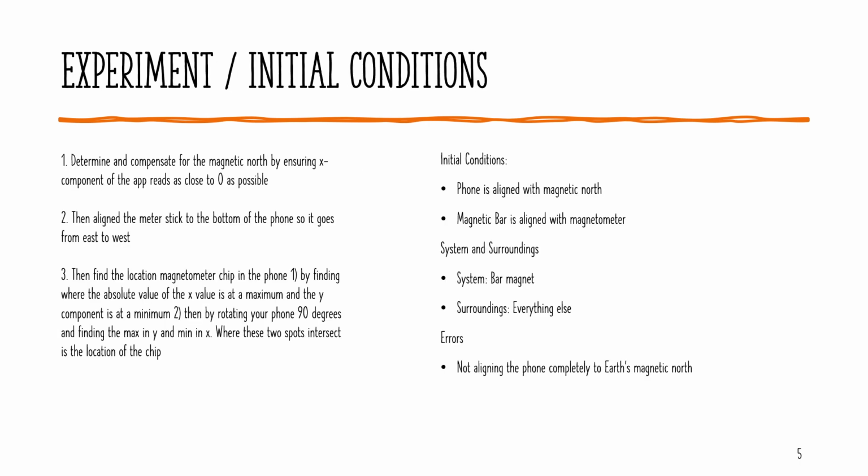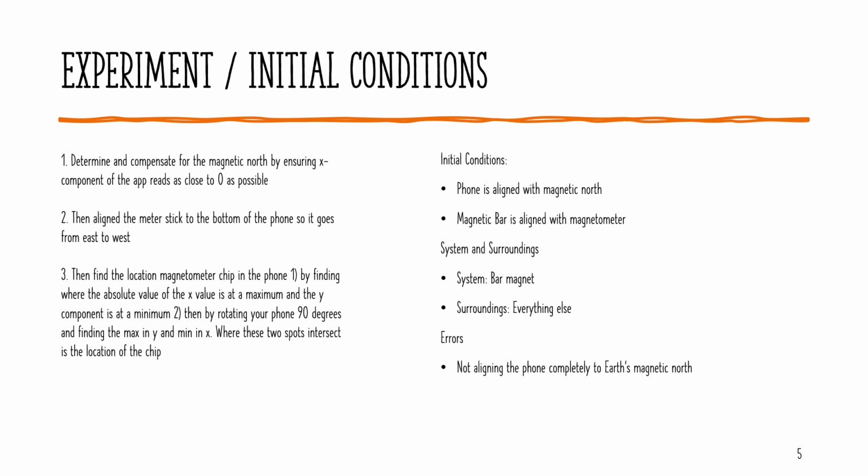Experiment slash initial conditions. The first thing we did was determine and compensate for the magnetic north by ensuring the x component of the app reads as close to 0 as possible. Then we aligned the meter stick to the bottom of the phone so it goes from east to west. We then found the location of the magnetometer chip in the phone, first by finding where the absolute value of the x value is at a maximum and the y component is at a minimum when the phone is held perpendicular to the meter stick.